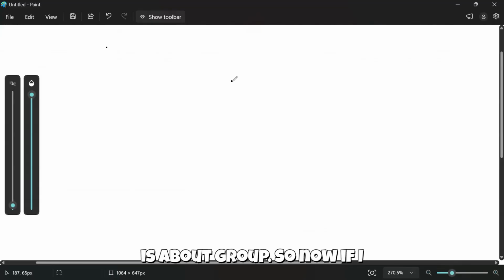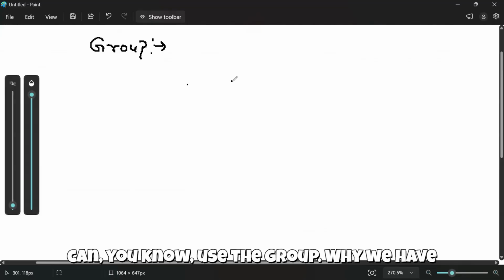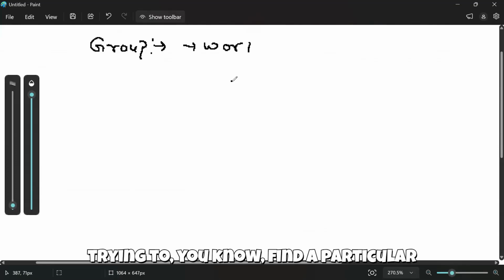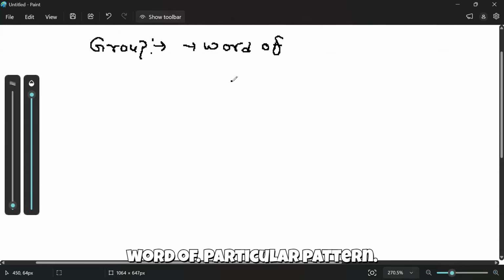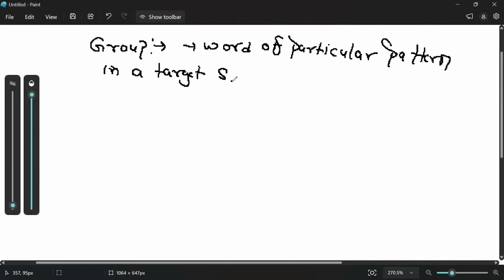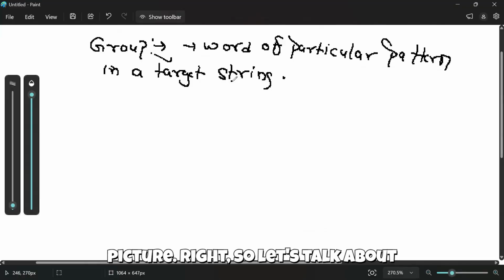So this is about groups. I have just given you the example of where we can use groups, and why we have the need for groups. Whenever we are trying to find a particular word or particular pattern in a target string, that's where groups come into the picture.